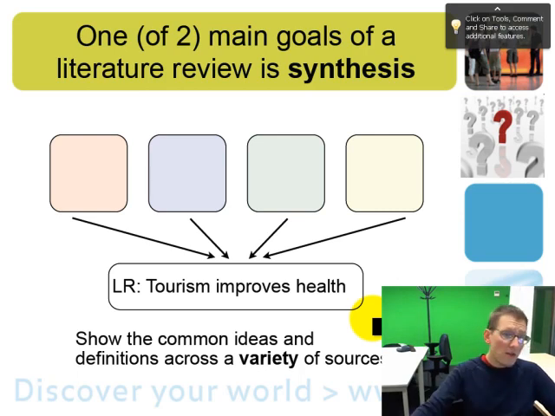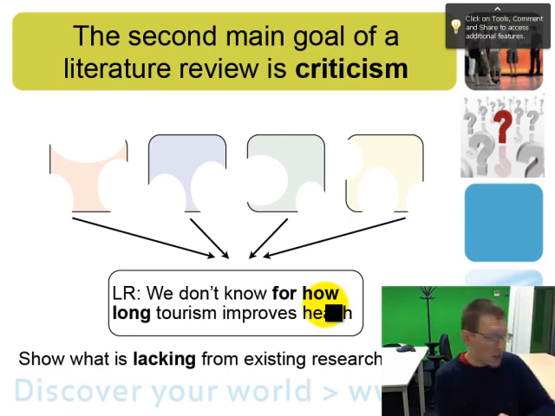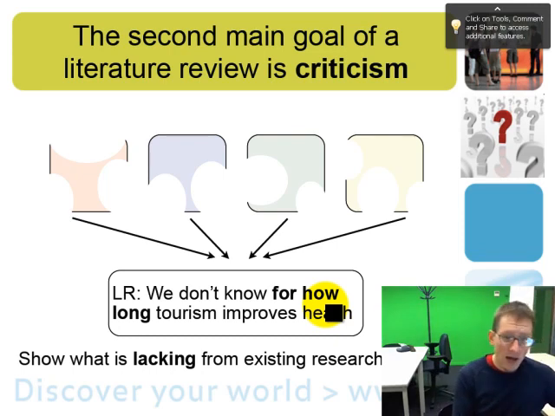But a literature review doesn't stop there. A crucial second goal of the literature review is to show what's missing from current knowledge. You do this to show that the literature review is this empty container, to show that essentially more research needs to be done. As an example, it's impossible to say from current research on tourism and health how long the positive effects of holidays last.